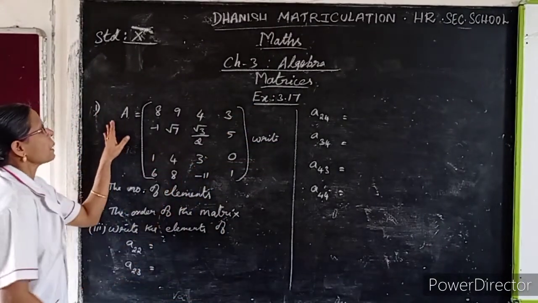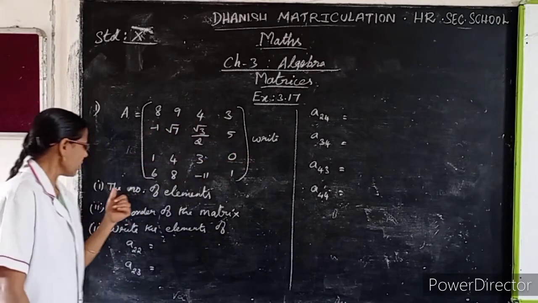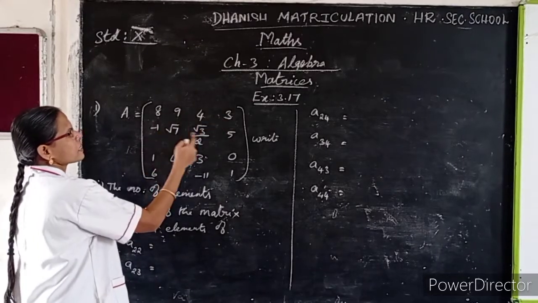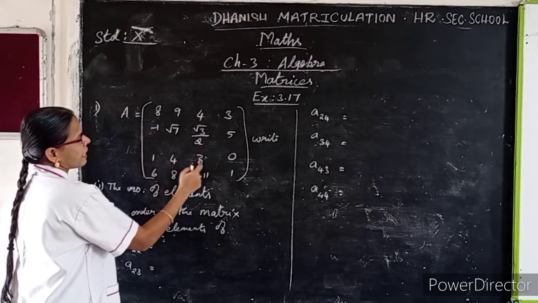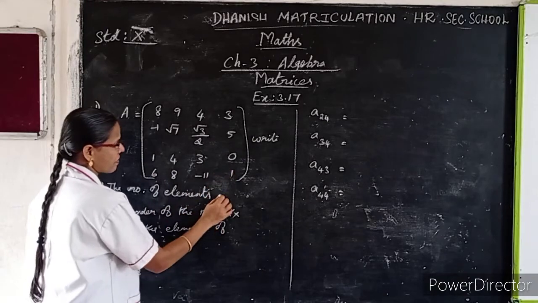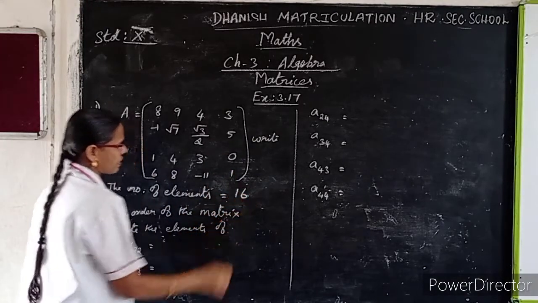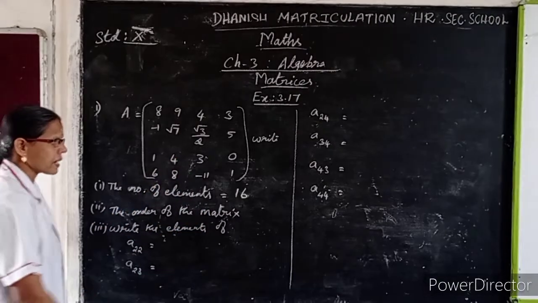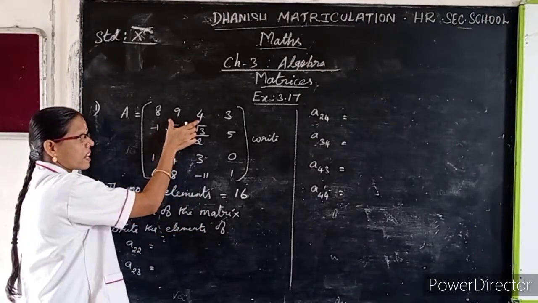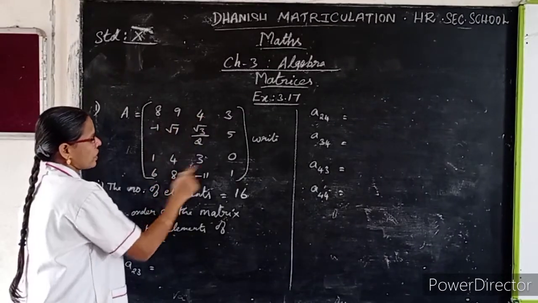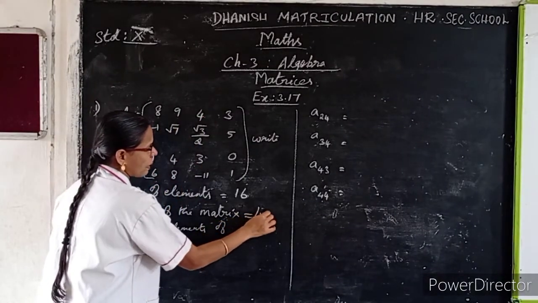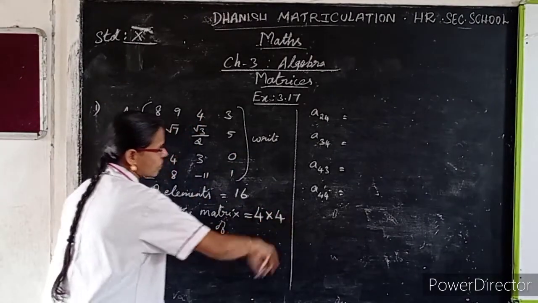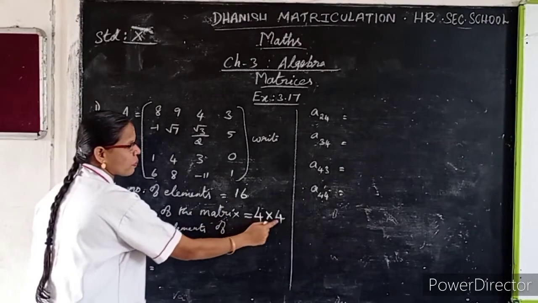3.17, first question: in a matrix A, write the number of elements. Number of elements: 1, 2, 3, 4, 5, 6, 7, 8, 9, 10, 11, 12, 13, 14, 15, 16. Number of elements is 16. Next question, the order of the matrix. First write the number of rows, 1, 2, 3, 4, so 4 by 4. Number of columns is 4. So the order of the matrix is 4 by 4.